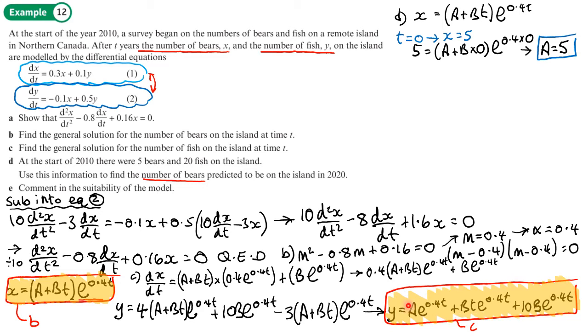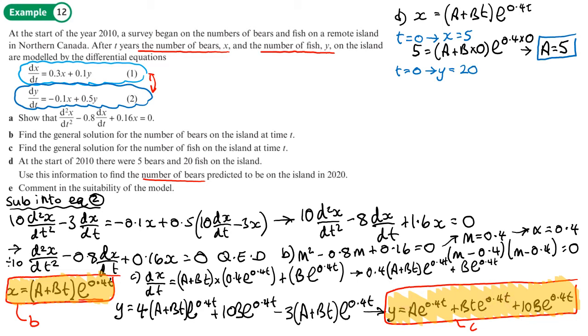Okay, so to find B, we're going to use the other equation for the number of fish. Now the values of these arbitrary constants are the same in both equations because they're coupled, they're linked together. And I did notice that I forgot to put B here, so I've just slotted that in. Hopefully nobody noticed. So yeah, we're going to put t equals 0 and y equals 20, because there are 20 fish at the start, into this equation here.